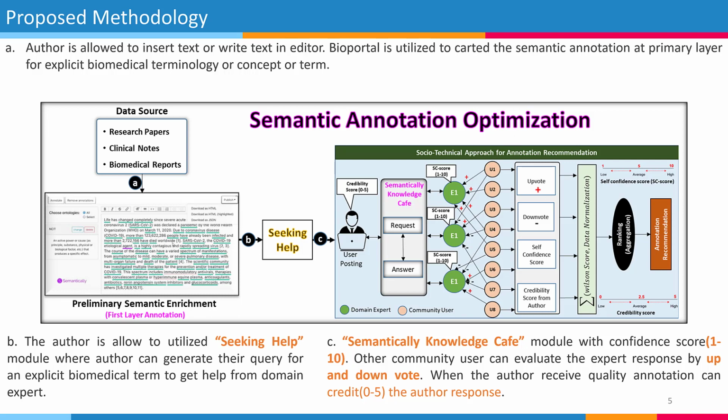For preliminary annotation enrichment, we are using BioPortal to get the semantic annotation. To get the desired or quality annotation, a seeking help module is designed where the author can generate a query to get help from the domain expert. The query is posted on the semantic knowledge module, so the domain expert is allowed to reply to the query posted by the author.